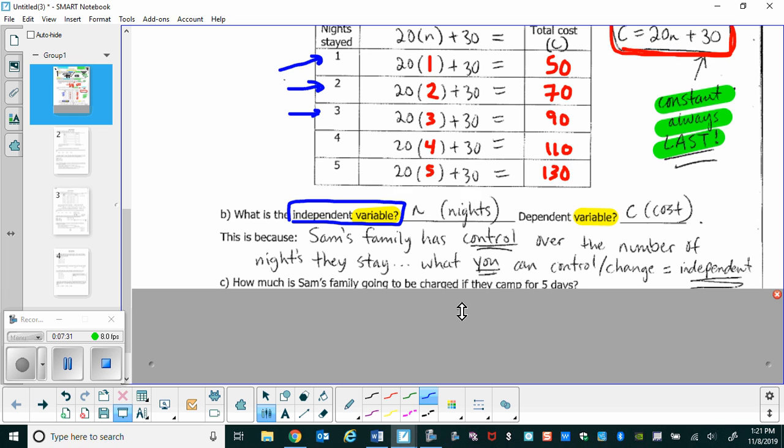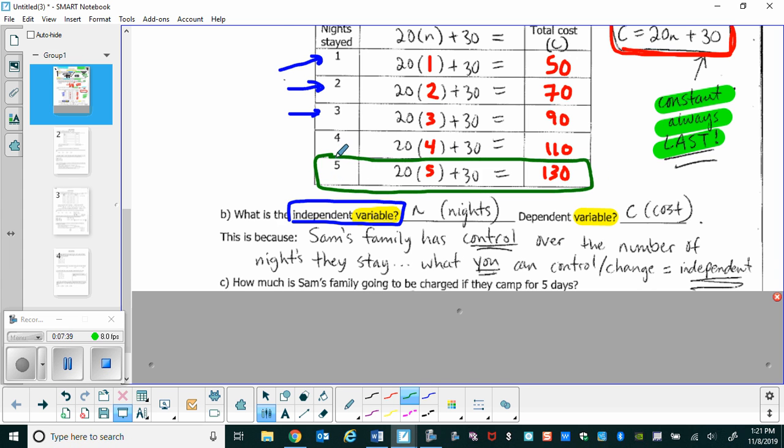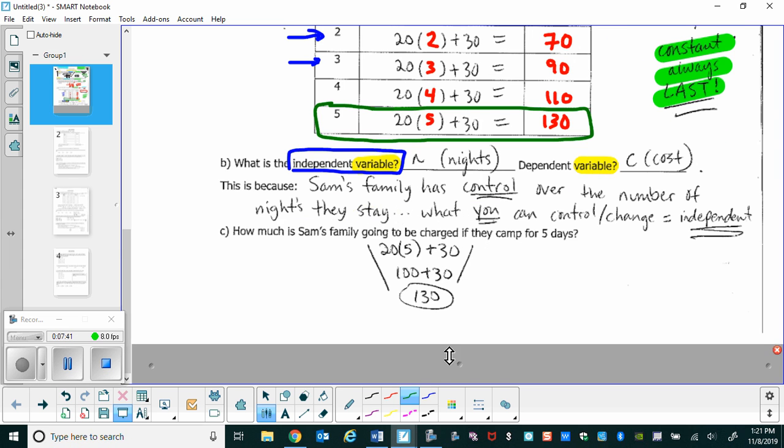Now for the next question, it asks, how much is Sam's family going to be charged if they camp for 5 days? We've already figured that part out right here in the table of values, and so here's the work for it. It was $20 for 5 nights, and then plus the $30 no matter what would be $130, okay?